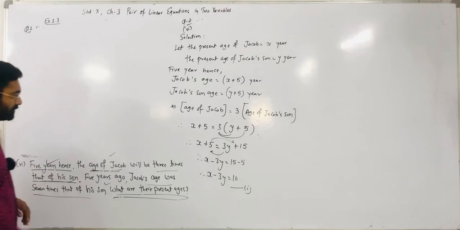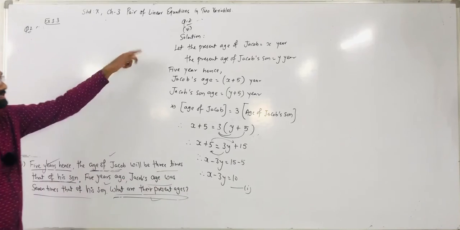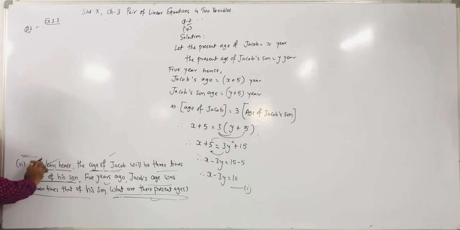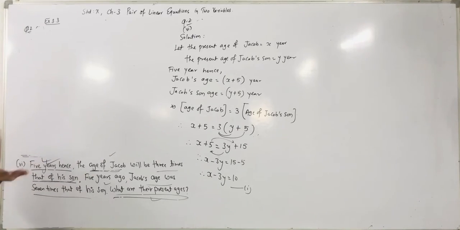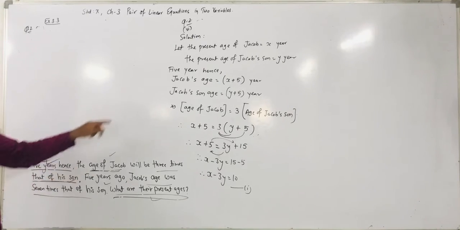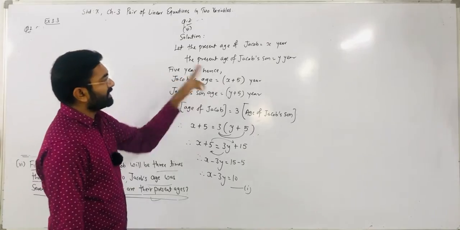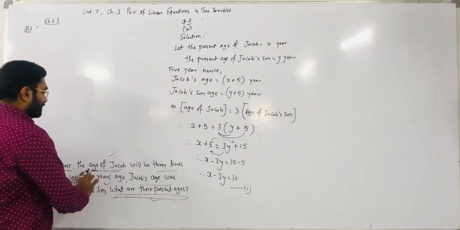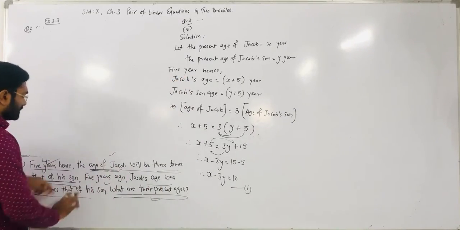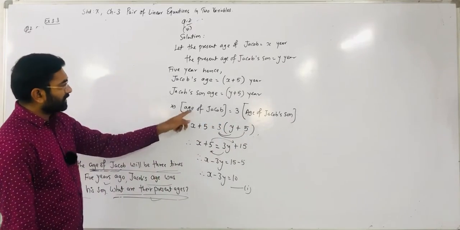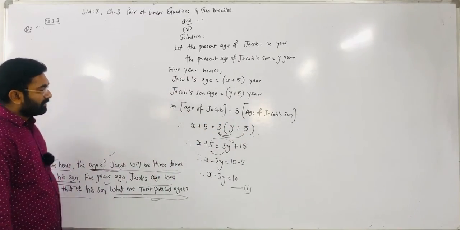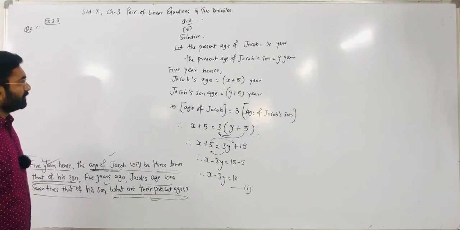First of all, you have to assume both persons' present ages as x and y. Then after that you have to take the condition: after how many years or before how many years the condition is given. Here five years hence is given, so after five years both persons' ages we have to mention. And in the question they make the relation: age of Jacob is 3 times the age of his son. So we put the values accordingly and we find the first equation.